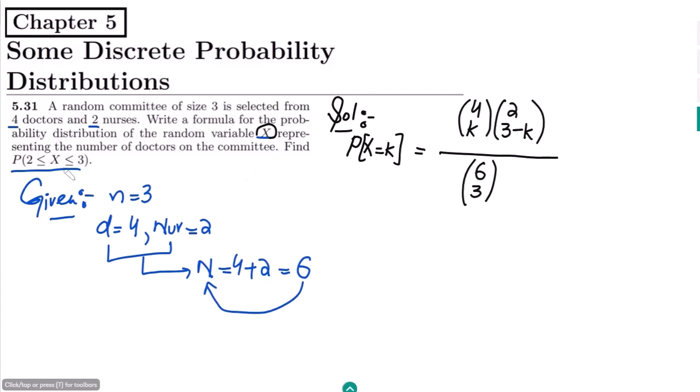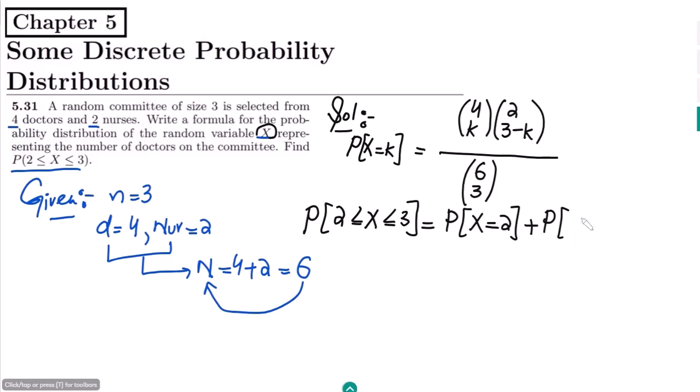Similarly, in part B, I have to find the probability that x is greater or equal to 2 and less than or equal to 3. Both of these values are included because of the equality signs. So it can be the probability that x is equal to 2 plus the probability that x is equal to 3. Let me write these values using the formula from part A.